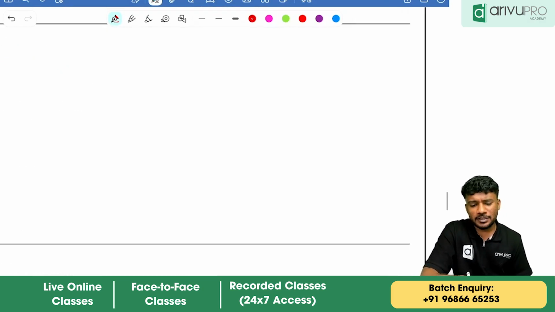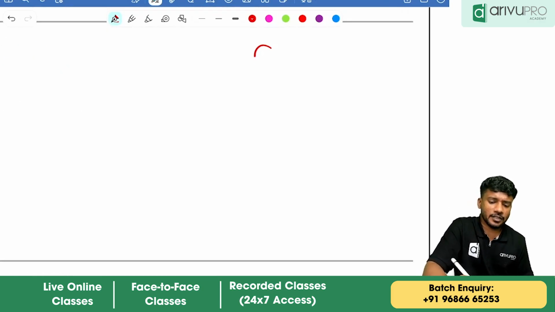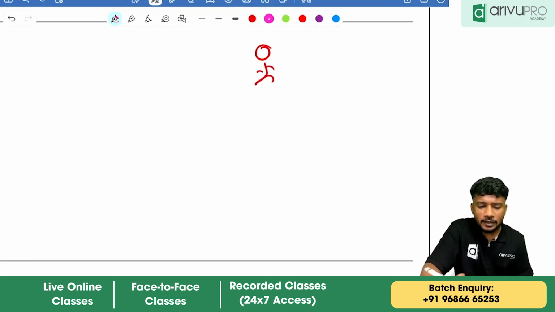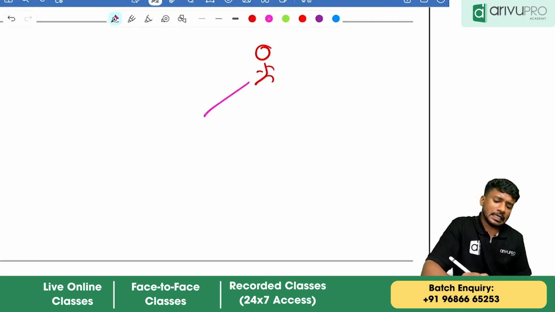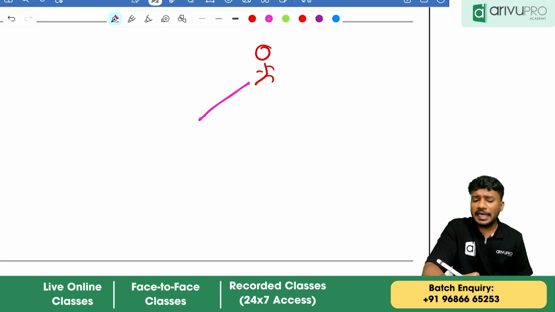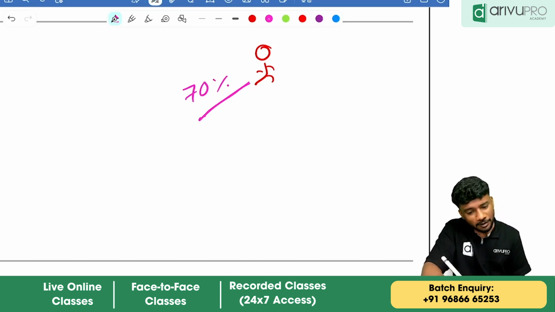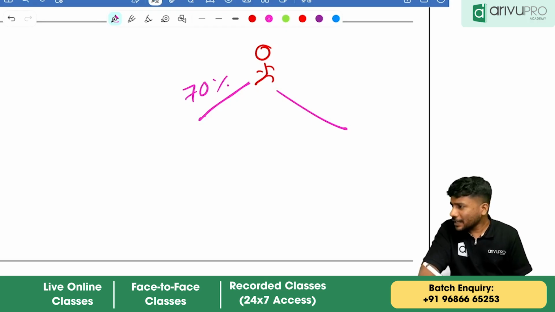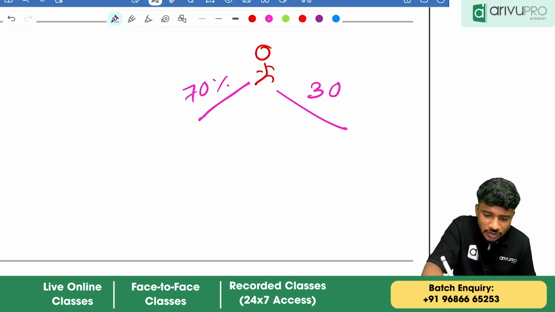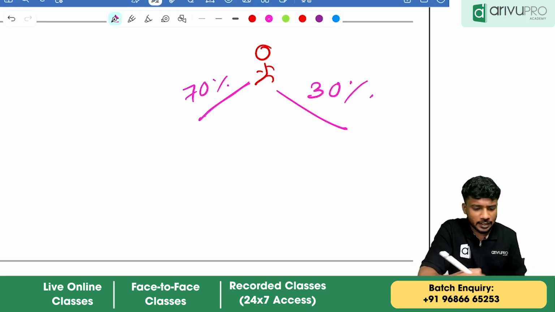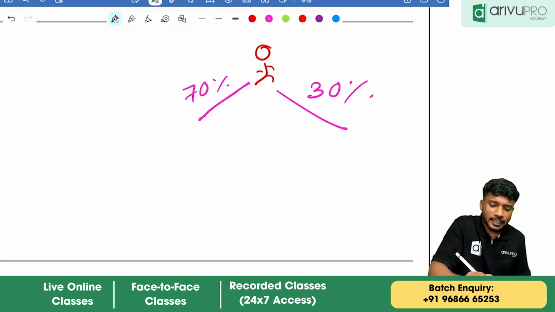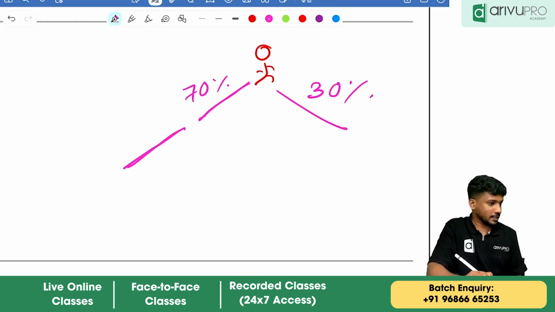Now I'll give you another simple example. There is our red boy. The probability of the red boy liking the pink girl is 70%. The probability of the red boy not liking the pink girl is 30%. Okay, that is the case. Now the next one is liking and getting married to the pink girl. That is the next case.